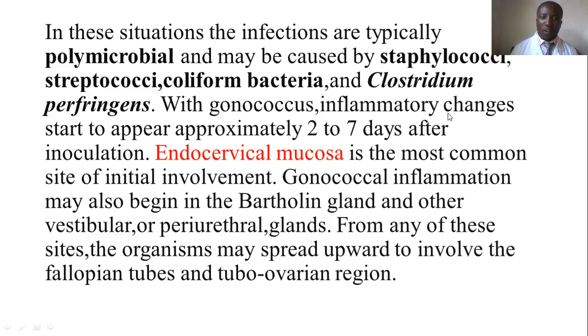So, with gonococcus infections, we say that inflammatory changes start to appear approximately 2 to 7 days after inoculation. Inoculation, when I get my seeds and I put them in the soil, and after a few days they start germinating, it means I have inoculated them. So that is inoculation. So when a male during sexual intercourse, there's union of those organs. You know what happens? When for example microbes or bacteria from the male penis end up in the female vaginal canal.